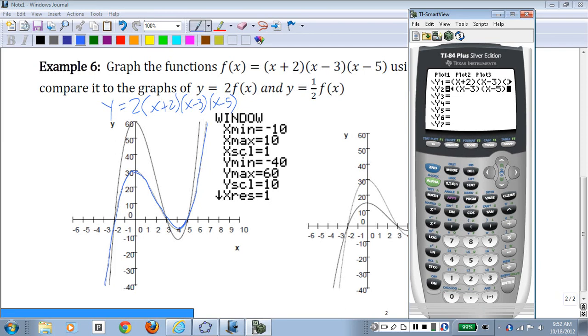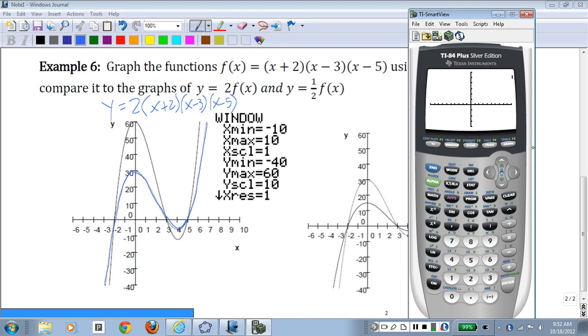Well, let's see, wait. I didn't graph the original yet. Okay, so here are both of them. Here is the original. No, it's not. That's the stretched version. What? Oh, the original is turned off. So now it looks like a shrinking. Let's get this in the proper order.